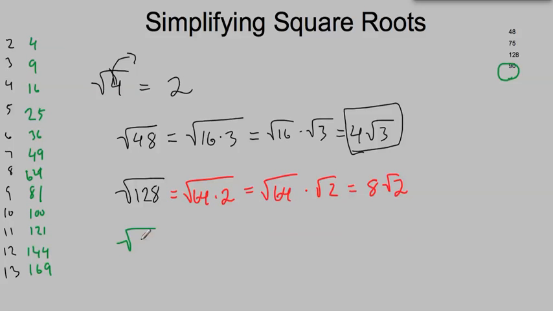The square root of... I don't want to use green. We'll use blue. The square root of 90. So the first step, again, remember I said that I'm going to divide 90 by 2. 90 divided by 2 is 45.